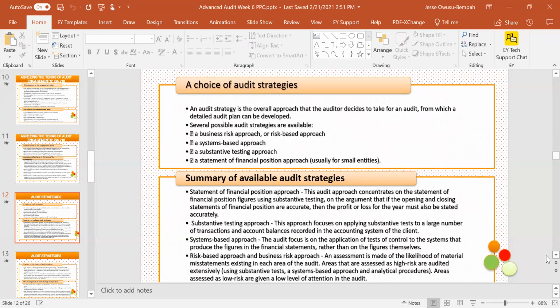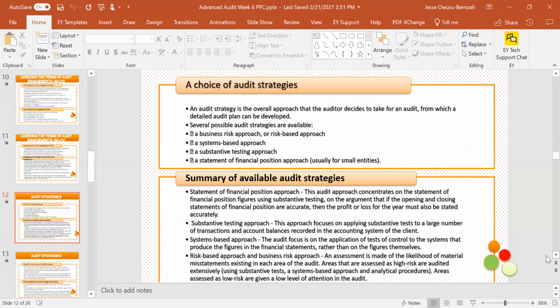Then substantive testing. This is what we call test of details, test of balances, or test of transactions. So this approach focuses on applying substantive tests to a larger number of transactions and account balances recorded in the accounting system of the client.